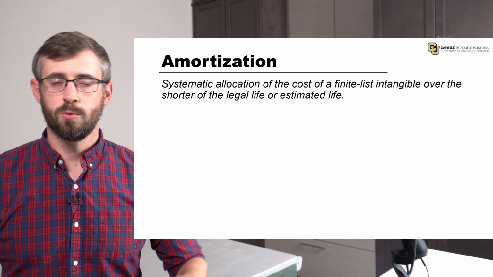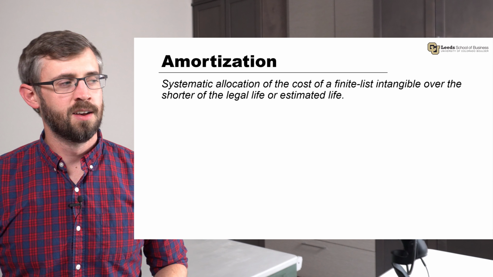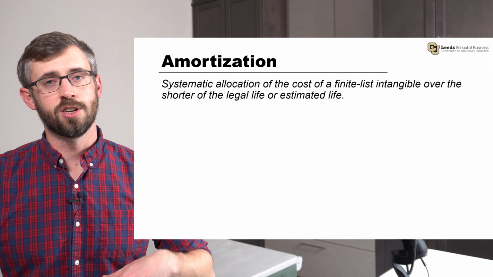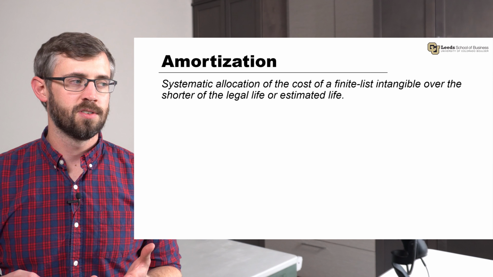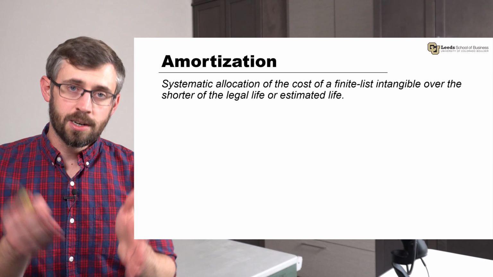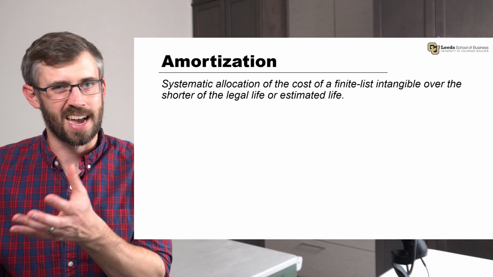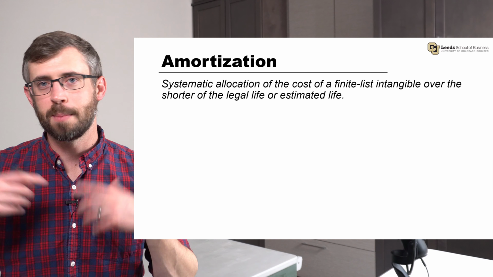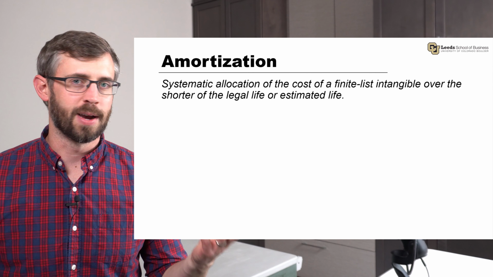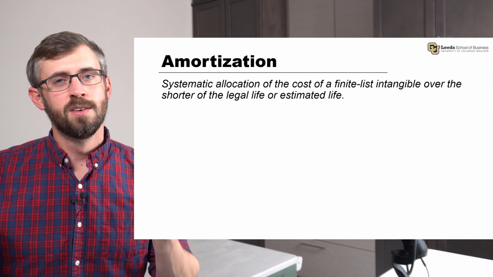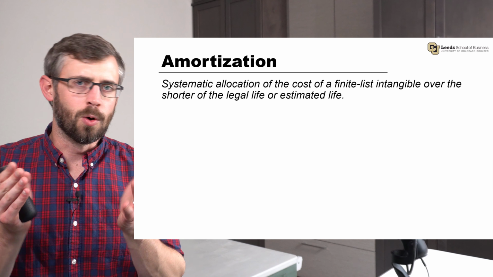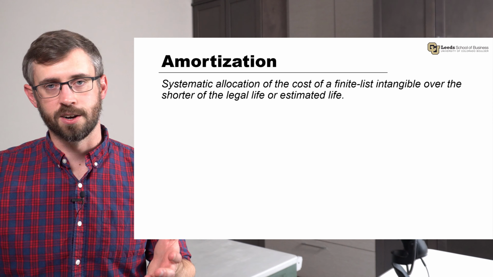So amortization applies to our finite-lived assets. This is the systematic allocation of the cost of one of these intangibles over the shorter of the legal life of the asset, or its estimated actual useful life, or its revenue generating period. So if my patent will last 20 years, but I expect to only use the product for 5, I'll go with a 5-year useful life for that patent. But we know it can go no longer than the 20-year legal life.